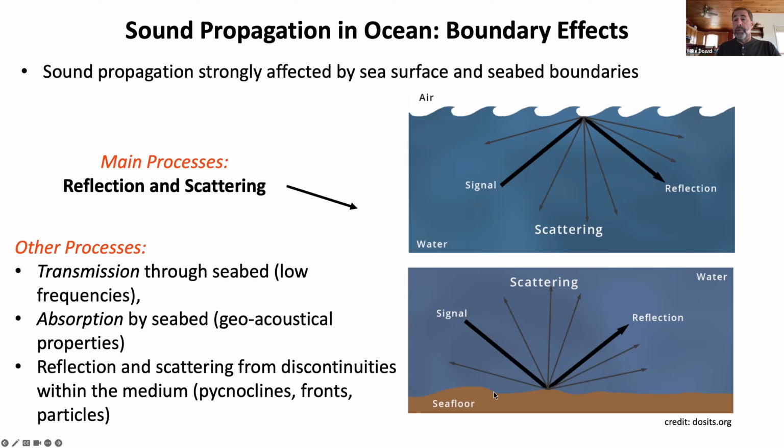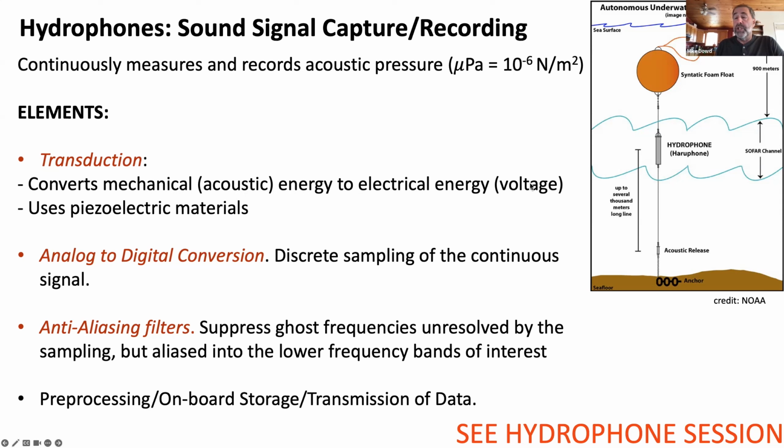What do hydrophones do? They do transduction. They convert the mechanical or acoustic energy in the seawater to electrical energy, voltage, and they do that using piezoelectric materials. Piezoelectric materials are just materials that, when they're vibrated, an electrical current is produced, and vice versa. What else do hydrophones do in a big picture sense? They do analog to digital conversion. The sound wave is essentially a continuous signal that arrives at the hydrophone, and you have to subsample that signal in order to produce a data set. Typically those signals are sampled at relatively high frequencies. 44.1 kilohertz is standard for a lot of audio recording. A lot of underwater hydrophones will do it in the hundreds of kilohertz or even greater.